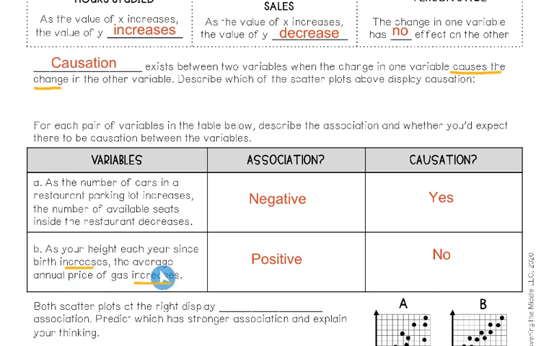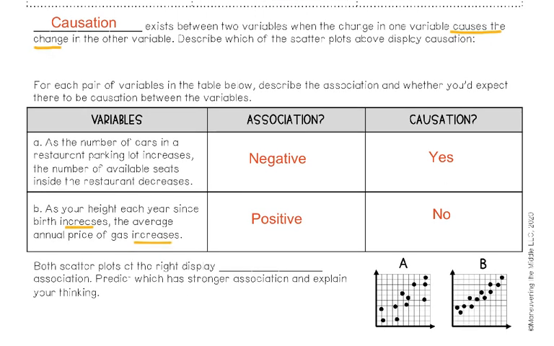Just because there's a relationship here doesn't mean that one caused the other. All right, we're about to move on to a new definition, but before we do, let me quiz you real quick. Look at these two scatter plots, A and B. What type of relationship is shown here?